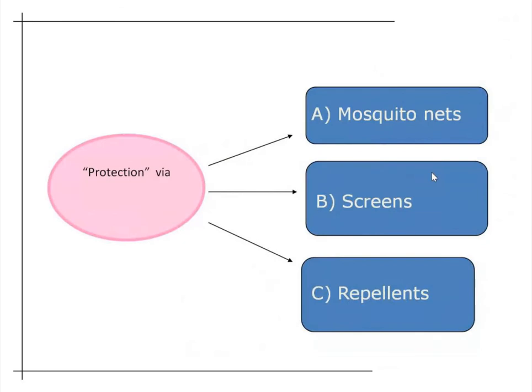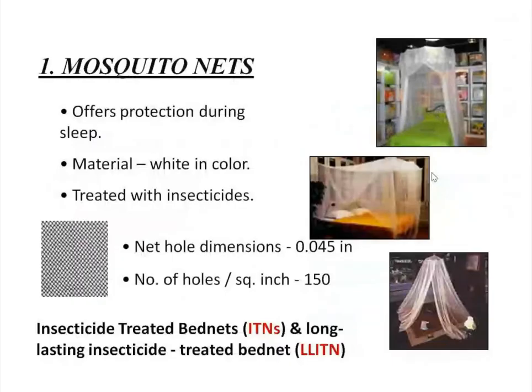First is the mosquito net. You should know some important basic things here. Using mosquito nets is the safest method and gives the best protection, because it doesn't have any side effects like resistance or environmental pollution. So this is the safest method if you use it properly.